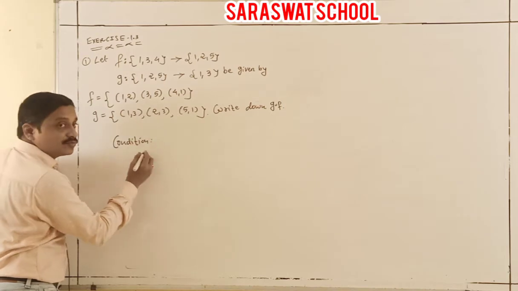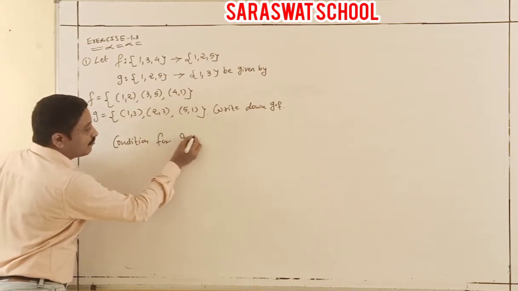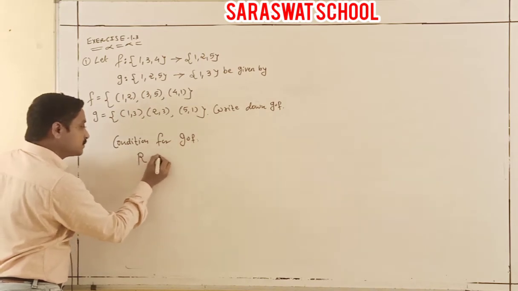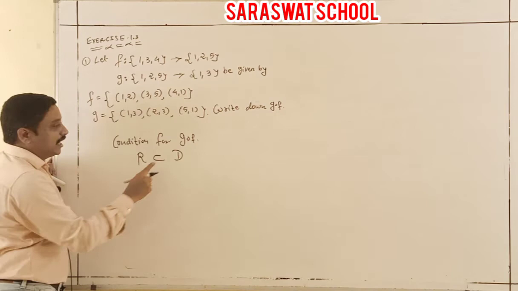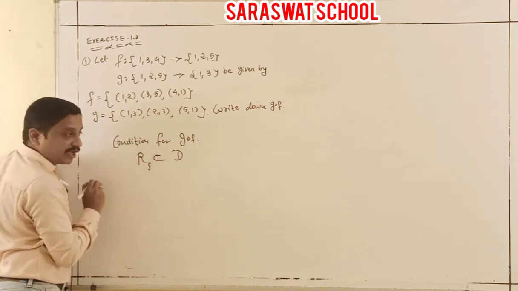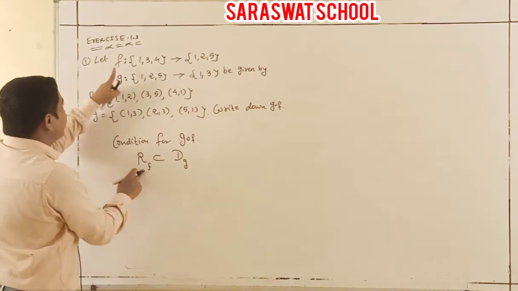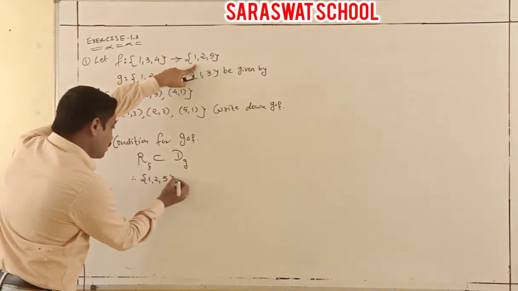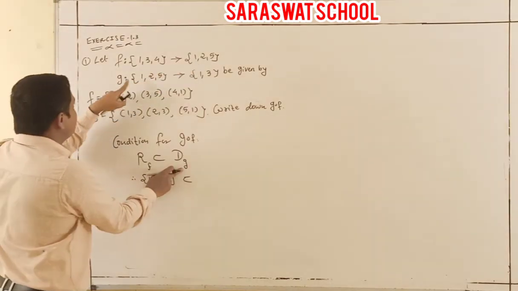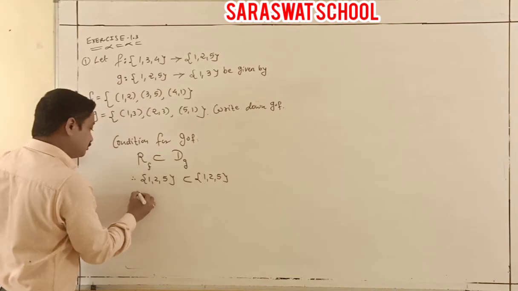So students, what is the condition? For g of f, range is a subset of domain. Every time, reading from the backside, putting here range of f, domain of g. Now check what is the range of f. The range of f belongs to 1 to 5, a subset of the domain of g, 1 to 5. Yes, it is true.